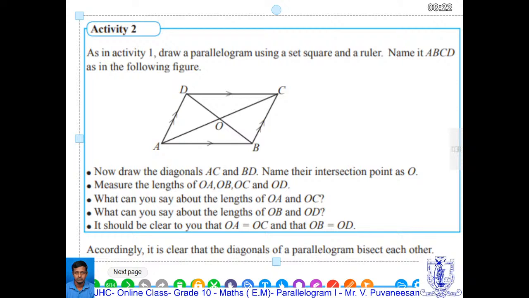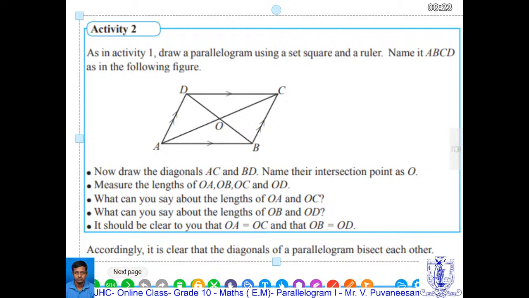Activity 2, this is also in your textbook. As in Activity 1, draw a parallelogram using a set square and ruler. Name it ABCD as in the figure. Now draw the diagonals AC and BD. Name their intersection point as O.